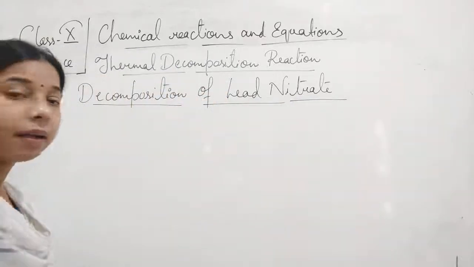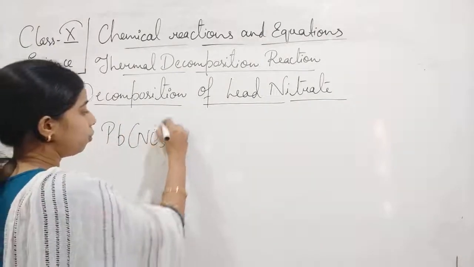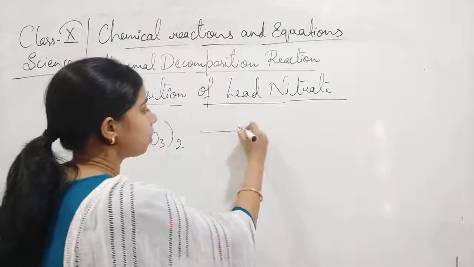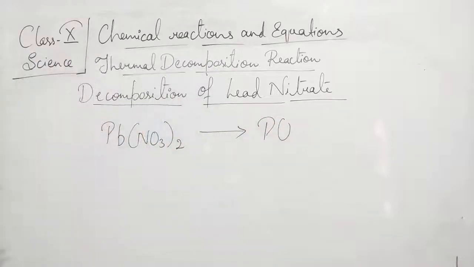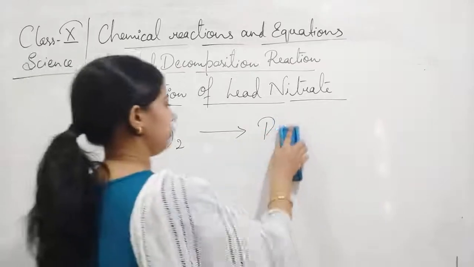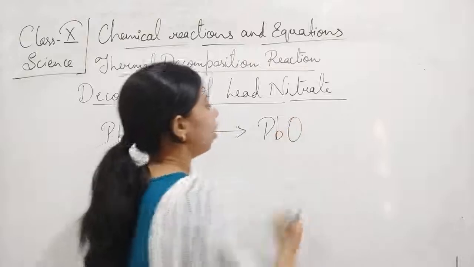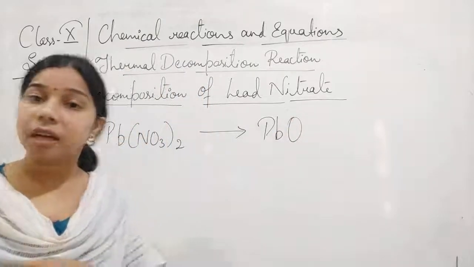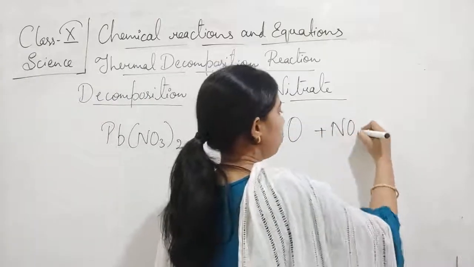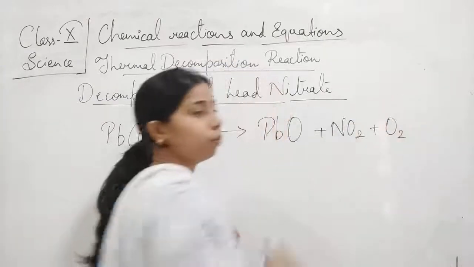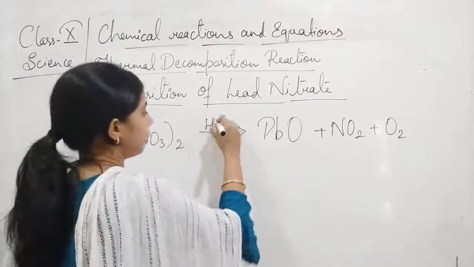Decomposition of lead nitrate. Now you see here, Pb(NO3)2 gives lead oxide, that is PbO. Nitrogen dioxide will also evolve along with it, so NO2 and O2. Here we have supplied heat.